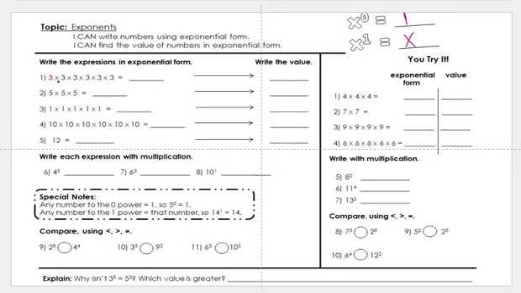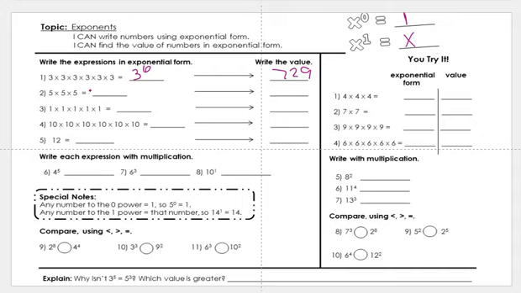We're going to put these expressions into exponential form, which means put them into the form with the base and the exponent. So we've got 1, 2, 3, 4, 5, 6 threes. So that means 3 to the 6th power. And when we calculate 3 to the 6th power, we get 729.